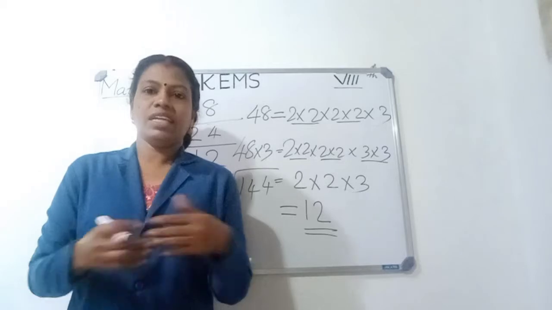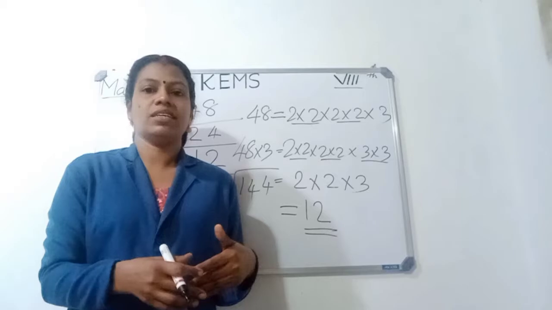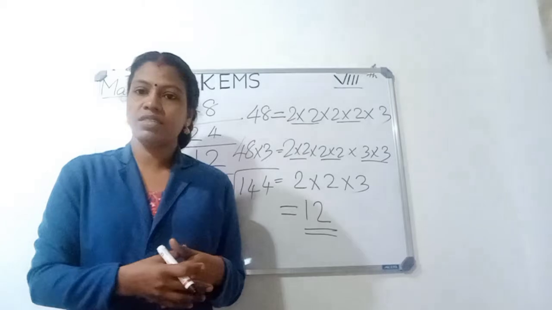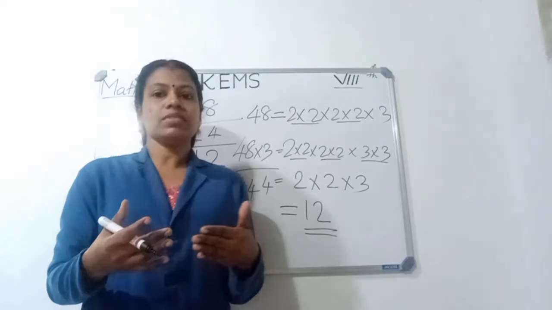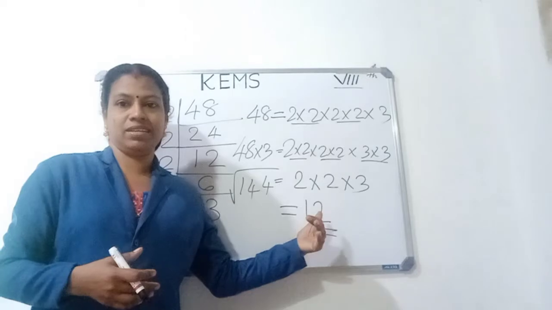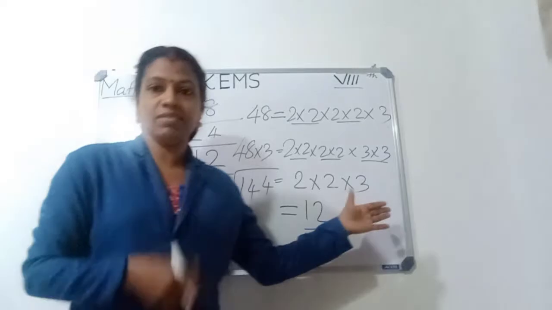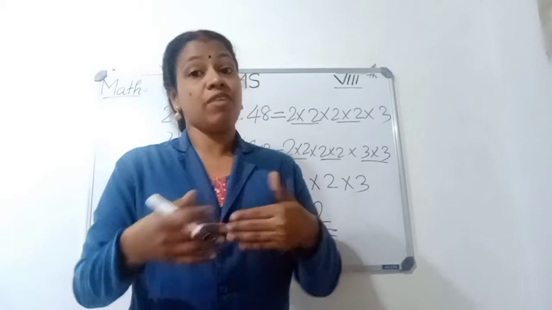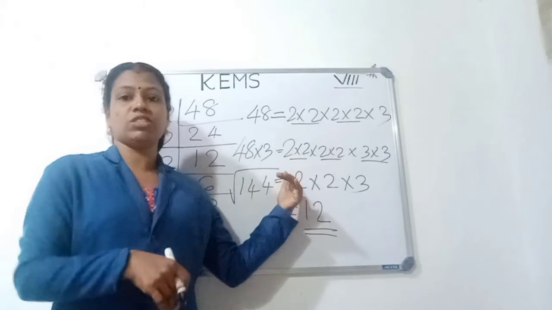So this way we can check whether the number is a perfect square or not. If the prime factors do not have a pair, it shows the number is not a perfect square. And we can change the number to a perfect square by multiplying that number with the given number that has no pair.